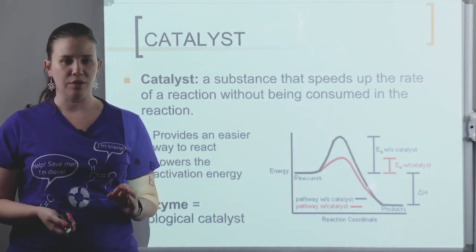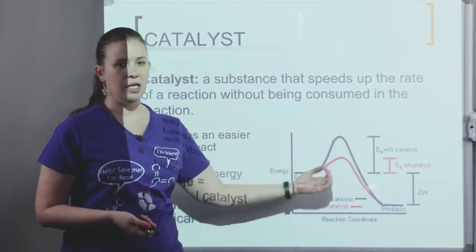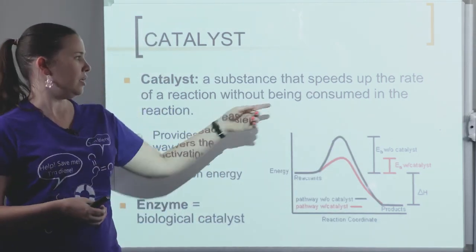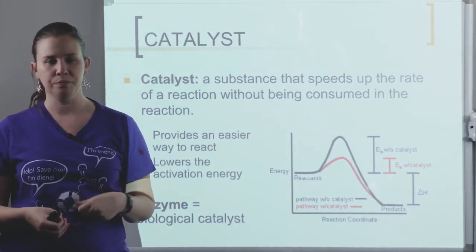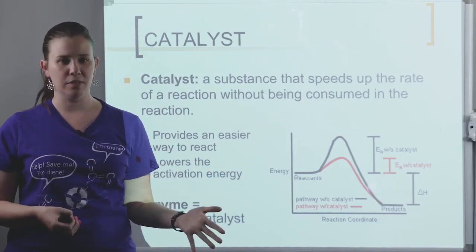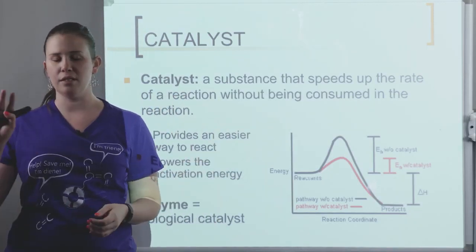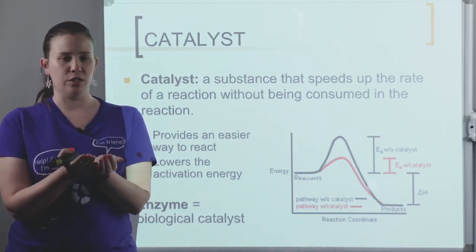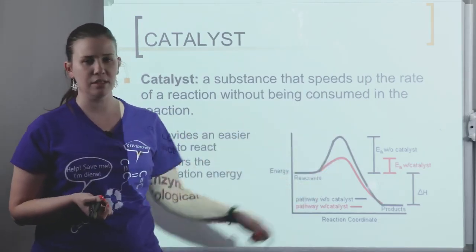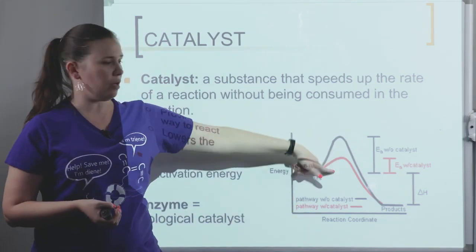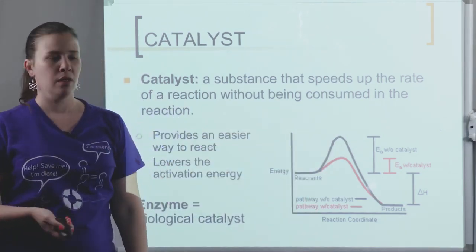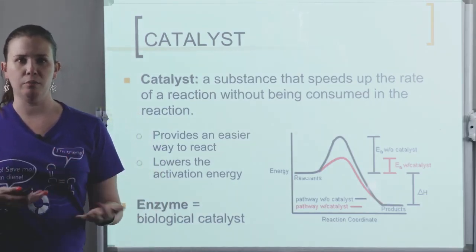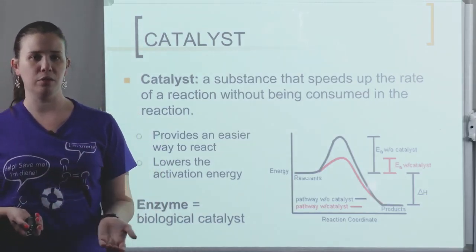Something else to point out with a catalyst is that it's there for a temporary landing spot. It does not become part of the product. It is not consumed in the reaction. It's the exact same substance at the beginning as it is at the end. You can think of it as like a spectator. All it's there for is to support the reaction, to give it a landing spot that does not require as much energy. And something that would get in the way of the correct orientation would be called an inhibitor, the opposite of a catalyst.